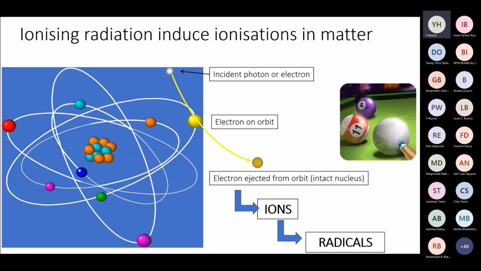So to start with the basics, I'm going to use a slide that I used during the first webinar, where we discussed ionizing radiation. They are called ionizing because they induce ionizations in matter. So we know that an ion is created when an electron, for example, is ejected out of its orbit. This can be achieved with photons from X-rays or from gamma rays, or from electrons from accelerators.